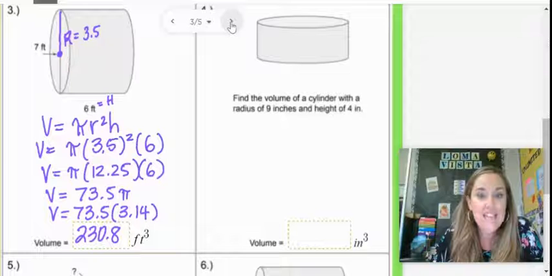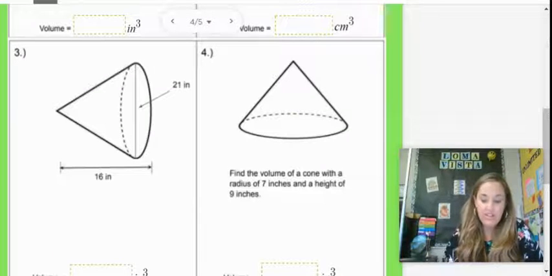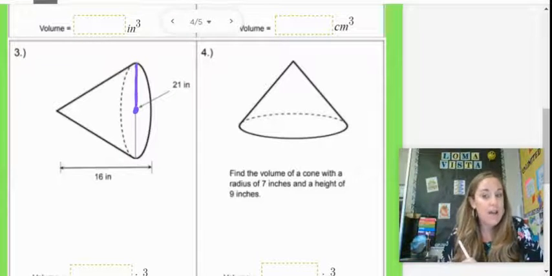Now let's look at the cone. Number 3 on the cone, it looks like the same thing is happening. They're giving us the diameter. You can tell because it's all the way across. I don't care about that. I only care about the radius, which is halfway. So if the diameter is 21, that means the radius is 10.5.